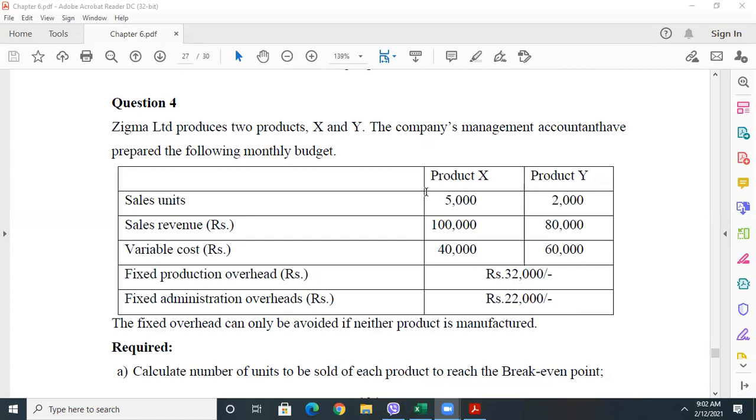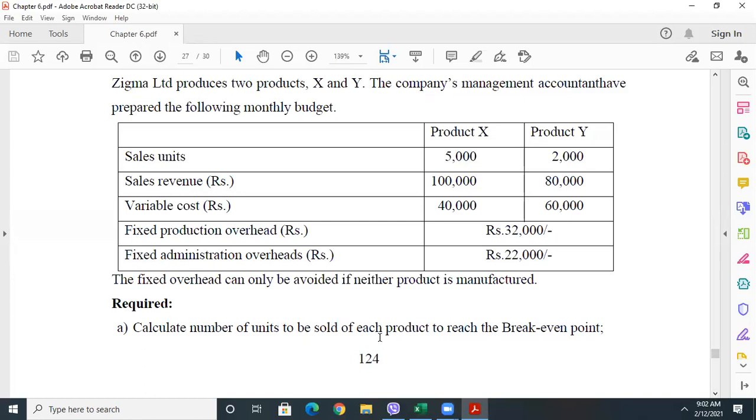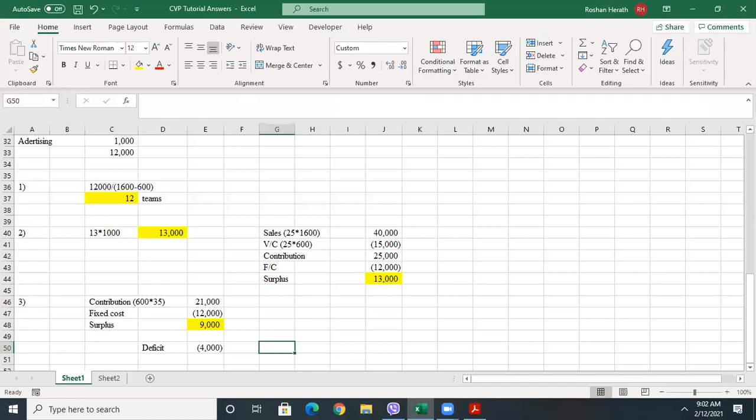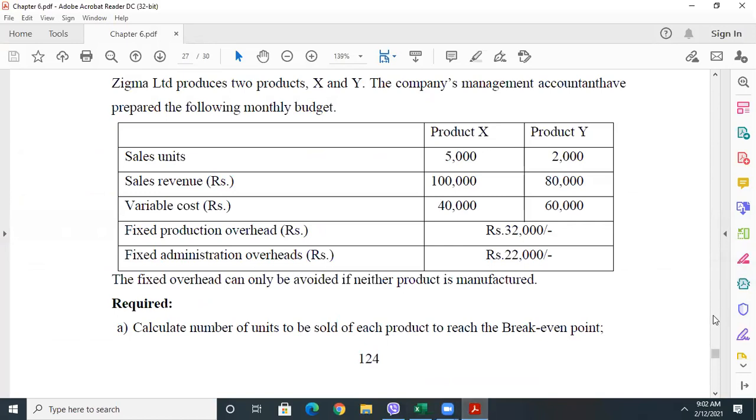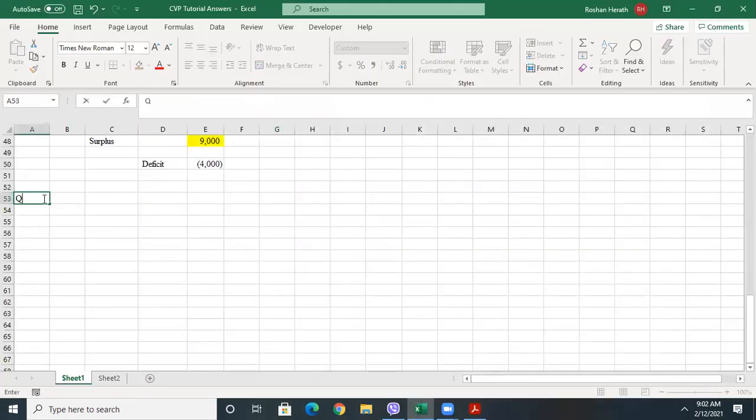Okay, so shall we have a look at that? The first one, if a single product being manufactured, there it asks you the number of units, the break-even point in terms of units. Okay, let us look at that. It's going to be question number 4, right? Yes, it's question number 4. It's break-even point in terms of units, right?